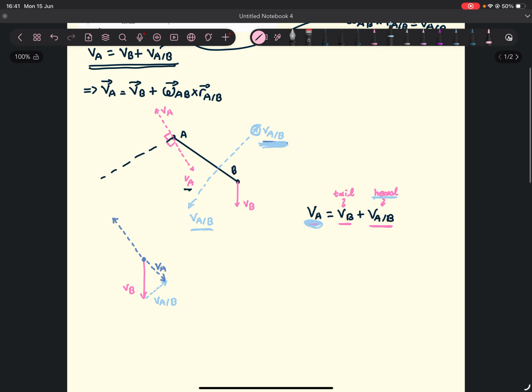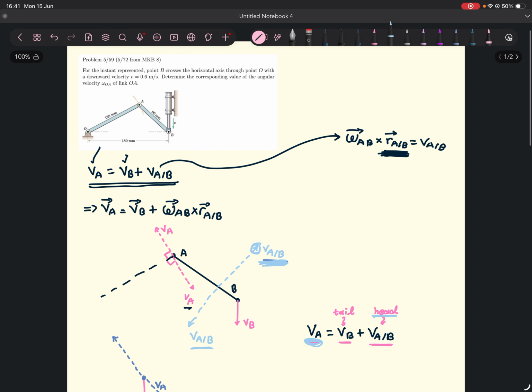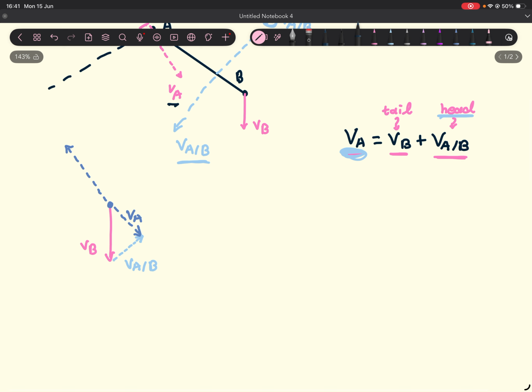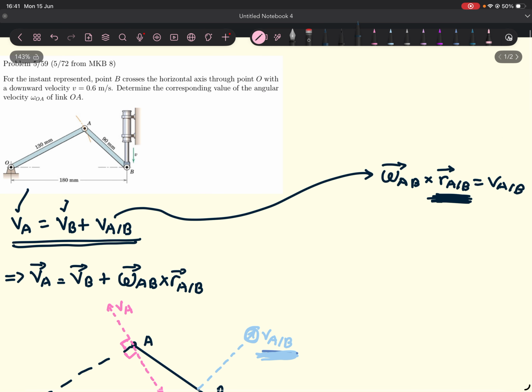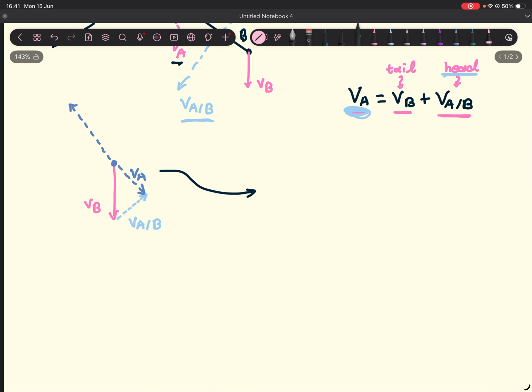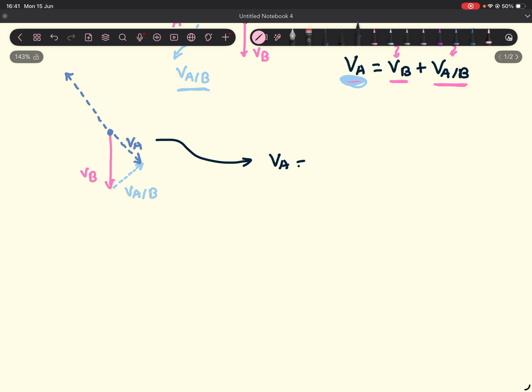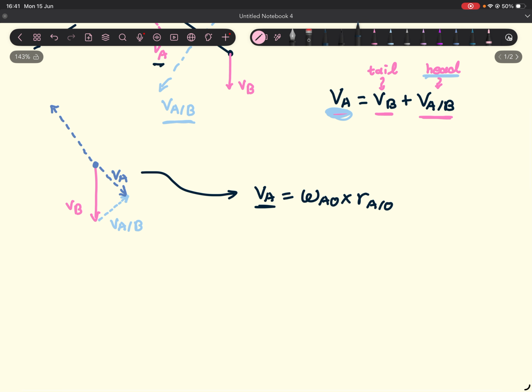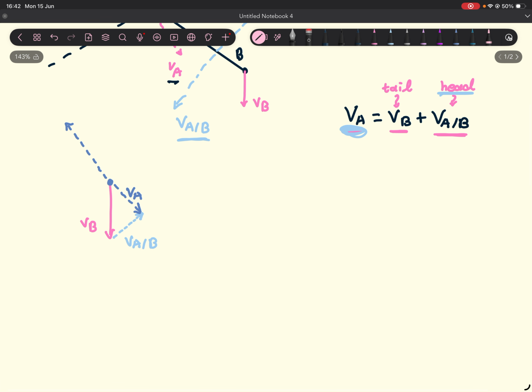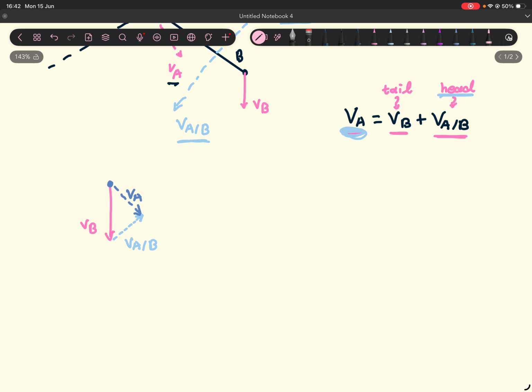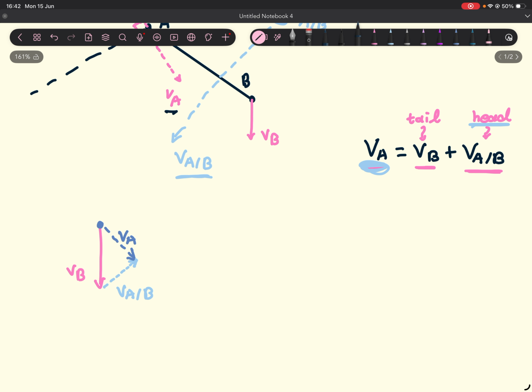Okay, and then what we need from this is, if we can find VA, right, then we can plug this into the equation where we analyzed A relative to O, and we just found that VA is equal to omega AO crossed with R A relative to O. So if we can find VA, we can solve for the angular velocity that we're looking for, right? So cool, let's try and look for angles that will help us get VA.